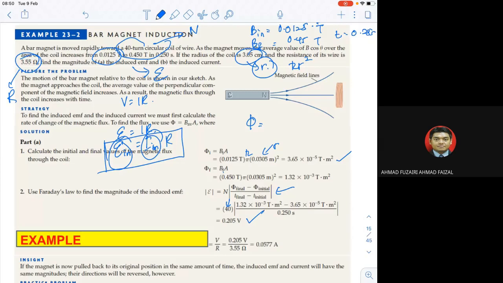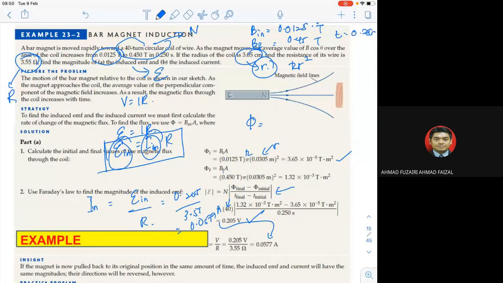Remember, if the answer is negative, just put it positive, because everything that we calculated earlier is in the modulus. So this should be the induced EMF, and induced current is equivalent to induced EMF over R. So what is induced EMF? 0.205 divided by 3.55 ohm. So the answer should be 0.0577 ampere, right here.